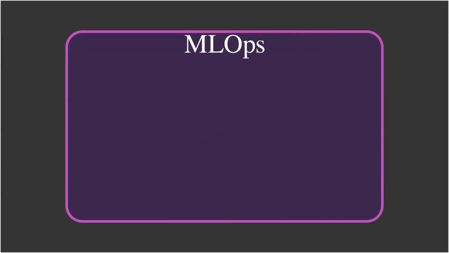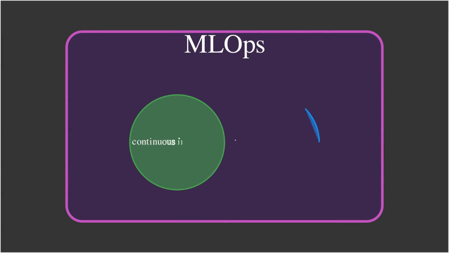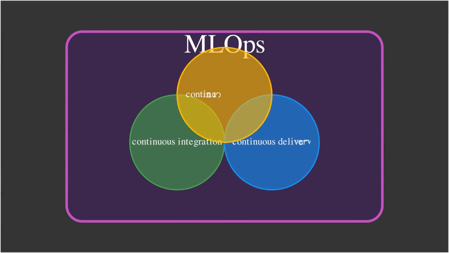This is not a tool, but a set of practices combining DevOps principles with machine learning. It is about automating and streamlining the entire ML lifecycle: continuous integration, continuous delivery, and continuous training for ML models. It is the secret sauce for reliable ML in production.